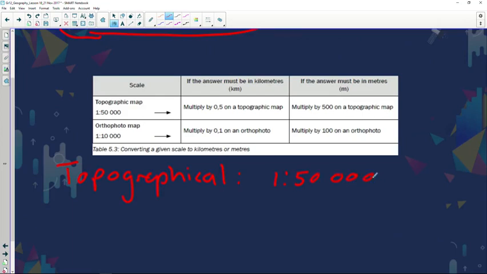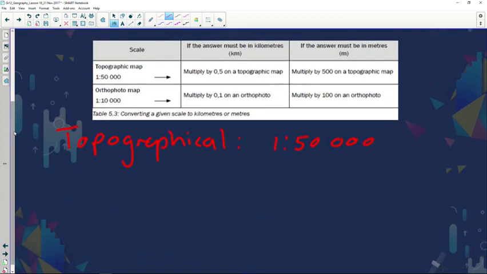Now the formula that we're going to use over here is straightforward. If I want my answer in kilometers, now keep in mind we use the unit of measurements of kilometers and meters because we are in South Africa. So if I want to calculate my answer in kilometers, I take my centimeters between one point and another point and I times it with 0,5. That's my formula. And I will get my answer in kilometers.